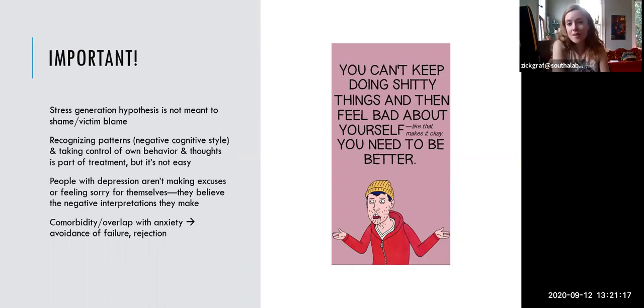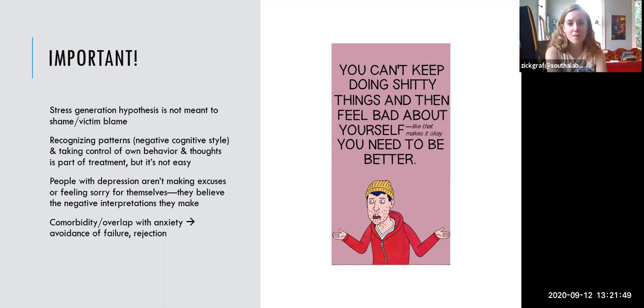Of course, the stress generation hypothesis is not about victim blaming. People who are depressed don't typically know that they're doing this. They're not trying to manipulate their partner into shifting the focus from them not washing the dishes to their depression. They might really be looking for reassurance and comfort in that moment. They also tend to believe the negative attributions, so they're not being manipulative, but they are feeling really helpless and hopeless, and those feelings make it really hard to be proactive and make positive changes in your behavior.